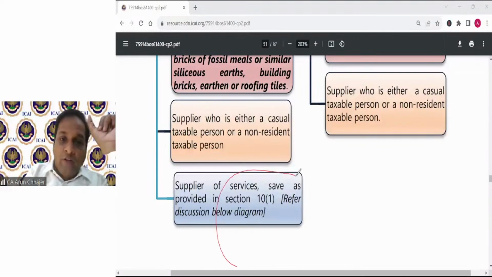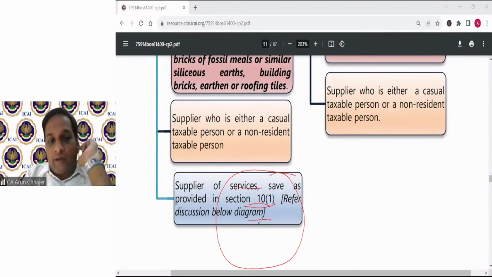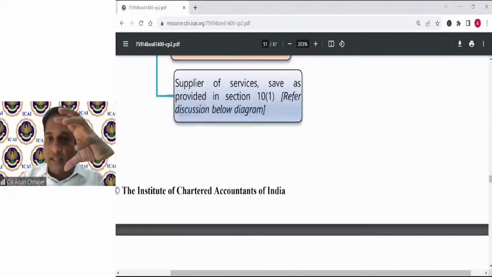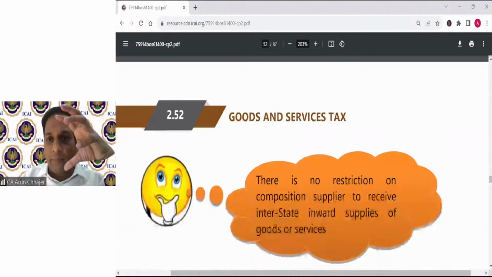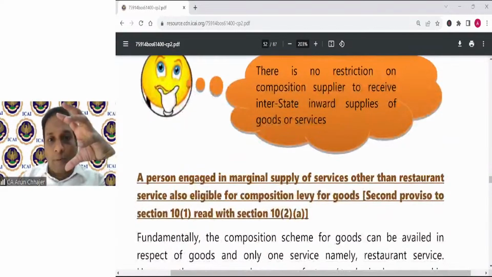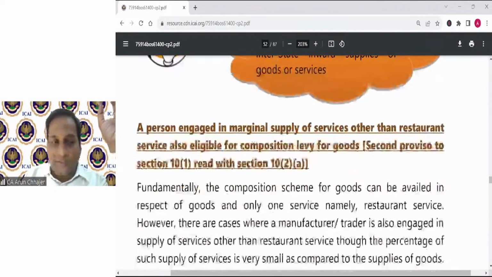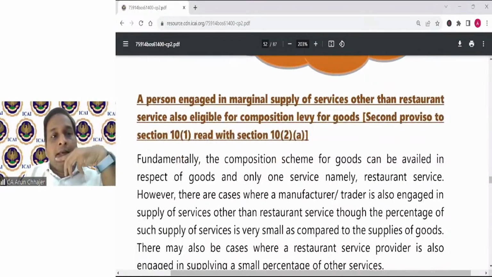And last is only for 10-1 because supplier of services is provided in 10-1. It means only restaurant or otherwise which is given in that one proviso. That is only permitted. Apart from that, not permitted. There is no restriction on a composition supplier to receive interstate supply of goods or services. Yes, we have discussed. A person engaged in marginal supply of services other than restaurant is eligible for composition.